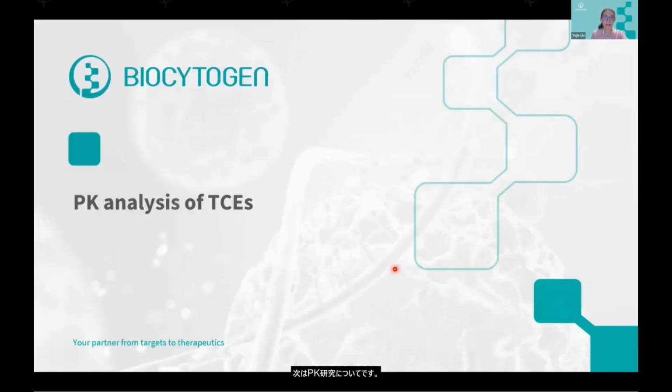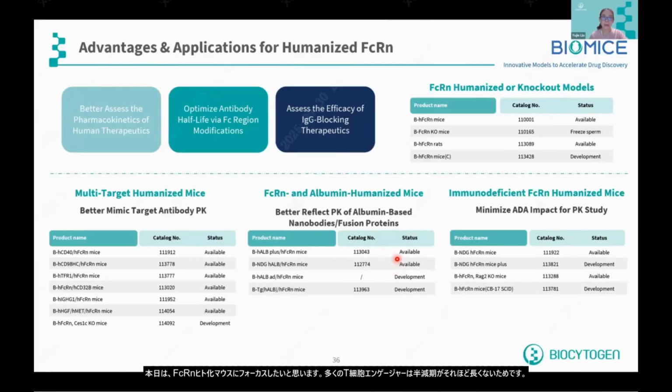Next is about the PK studies. Today I will focus more on the FcRn humanized mice, because a lot of T cell engagers do not have a very good half-life. So there is a lot of work to be done to prolong the half-life of the T cell engager. For this kind of evaluation, we suggest the FcRn humanized mice, because they better assess the pharmacokinetics of human therapeutics, especially for antibodies that have been modified in the Fc region.